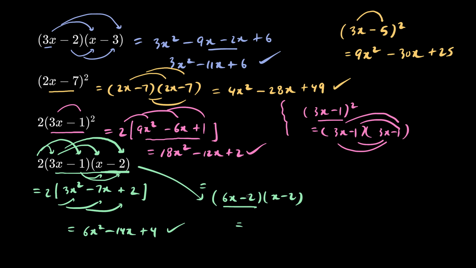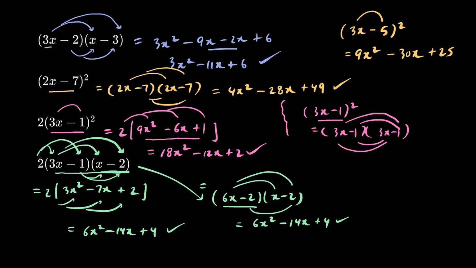So now we can use FOIL first. 6x squared. Outside would be negative 12x. And the inside would be minus 2x. So putting that together, we have minus 14x. And last would be negative times negative is positive. So you can see that we have the same answer.